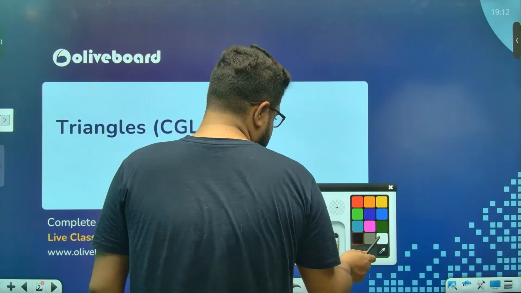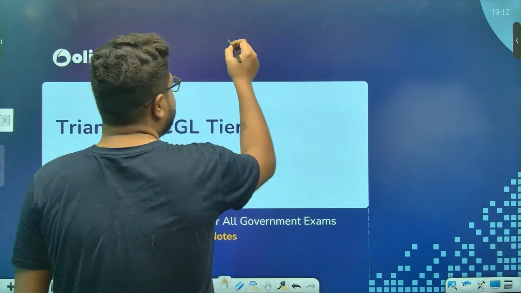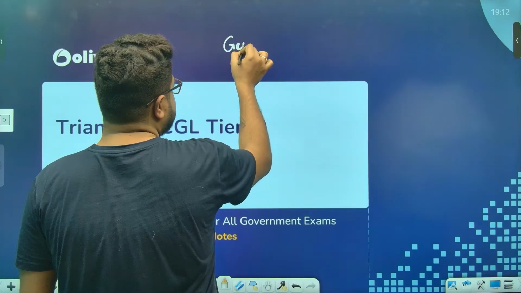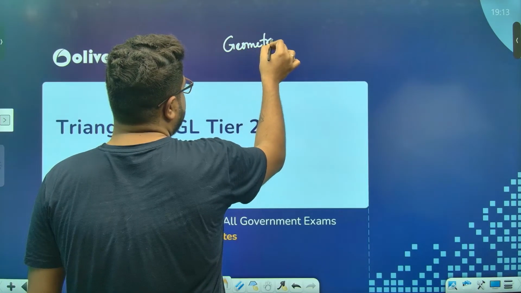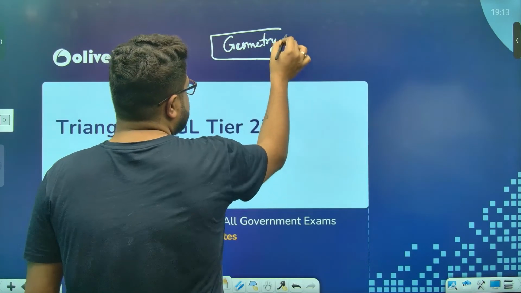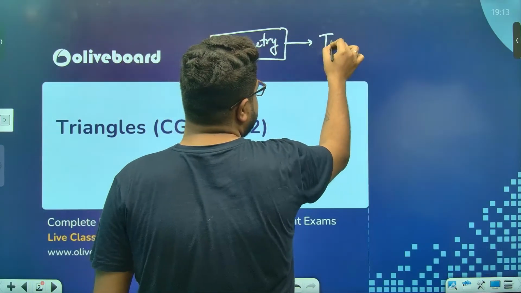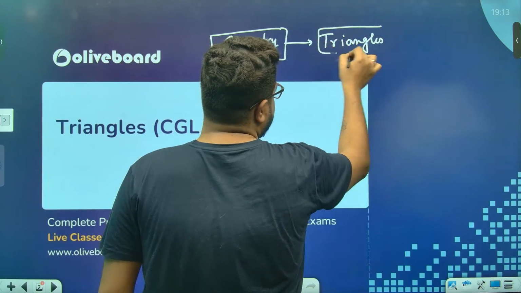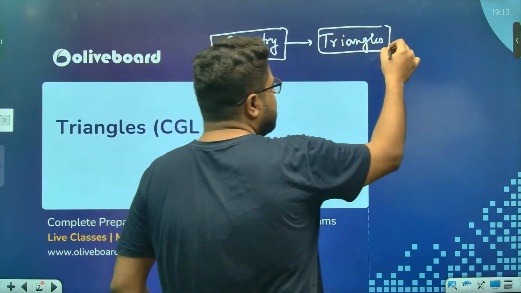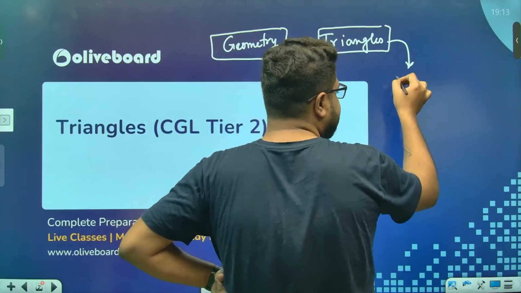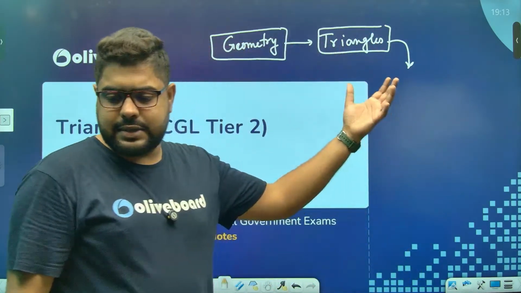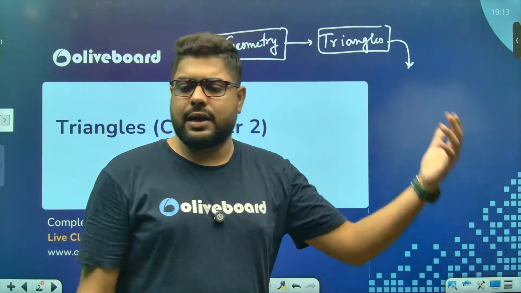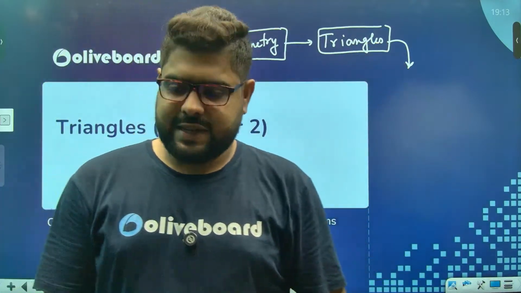First things first, today onwards we'll move into geometry. We will be starting out from geometry, and first we will definitely start with triangles. We'll have a few sessions on triangles, then quads, rectangles, circles, polygons, and all the other topics will come gradually.